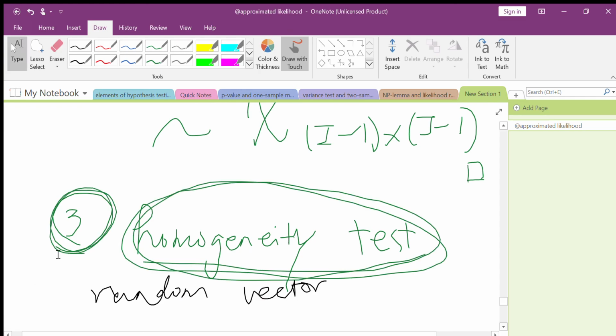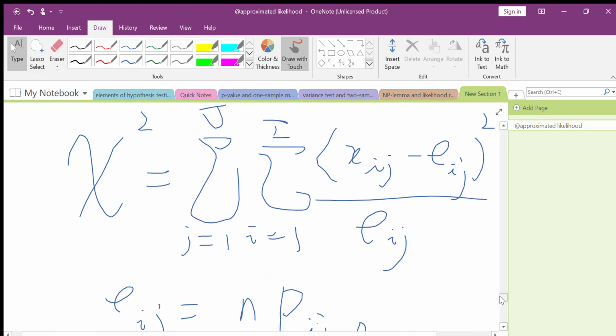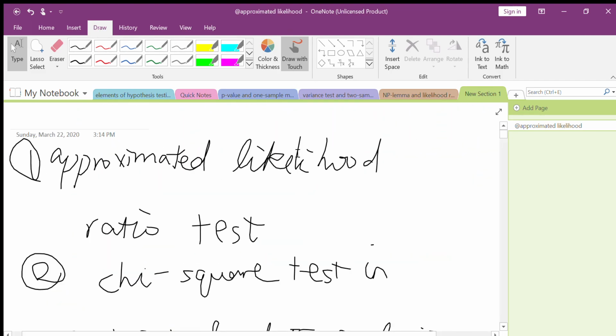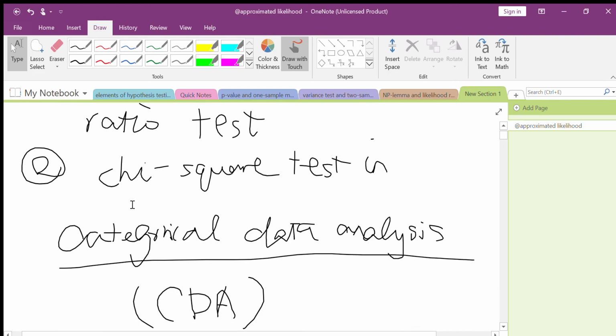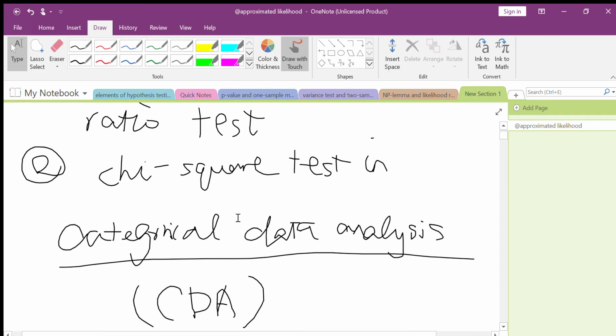Okay, let's do a quick review of today's lecture. Today's lecture we have two main topics. First one is the approximated likelihood ratio test. Second is the chi-square test in categorical data analysis.